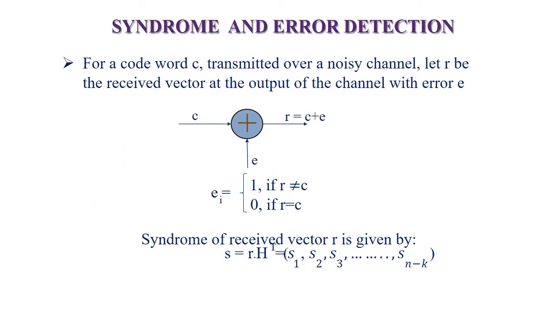Syndrome and error detection. For a code word C transmitted over the noisy channel, let R be the received vector at the output of the channel with error E. So we give C as the input and E as the error. Both are added together and we receive R as C plus E. Ei is equal to 1 if R is not equal to C and 0 if R is equal to C. The syndrome of the received vector R is given by S is equal to R H transpose, that is equal to S1, S2, S3, up to S n minus k. Likewise it will continue.